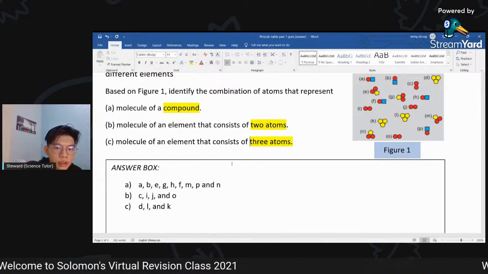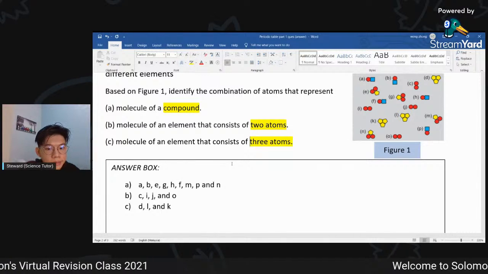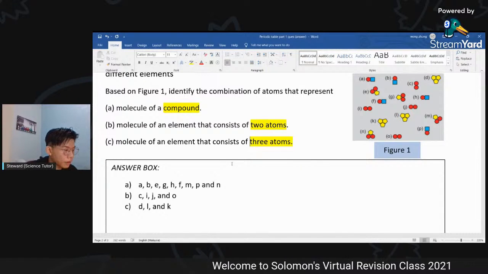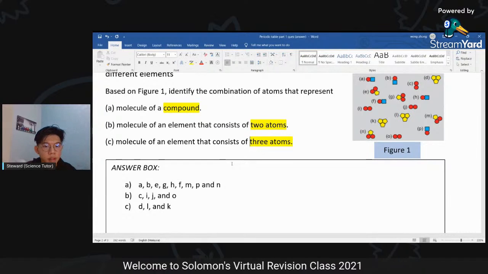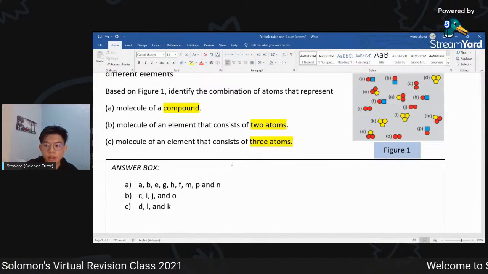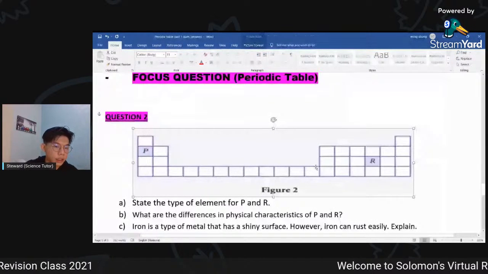Is my screen moving? All right. Okay, I think my screen is doing fine, right? Everyone can see my screen. Okay.